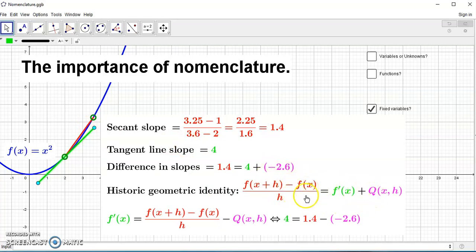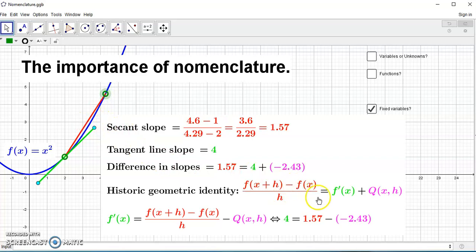Okay? And if you try and say that there's another difference between them besides this one, well, then the historic geometric identity, which I discovered in January of 2020, is no longer true. This says, briefly here, that the slope of a non-parallel secant line, this red line, is equal to the slope of the tangent line plus the difference in slopes. So you could write, in this case here, that for any particular non-parallel secant line, there is a tangent slope and a different slope pair, which will make this equation true.